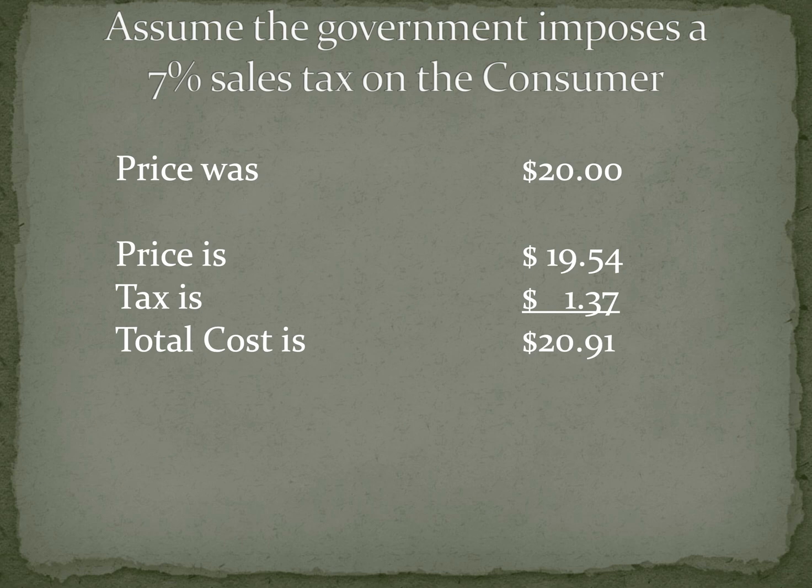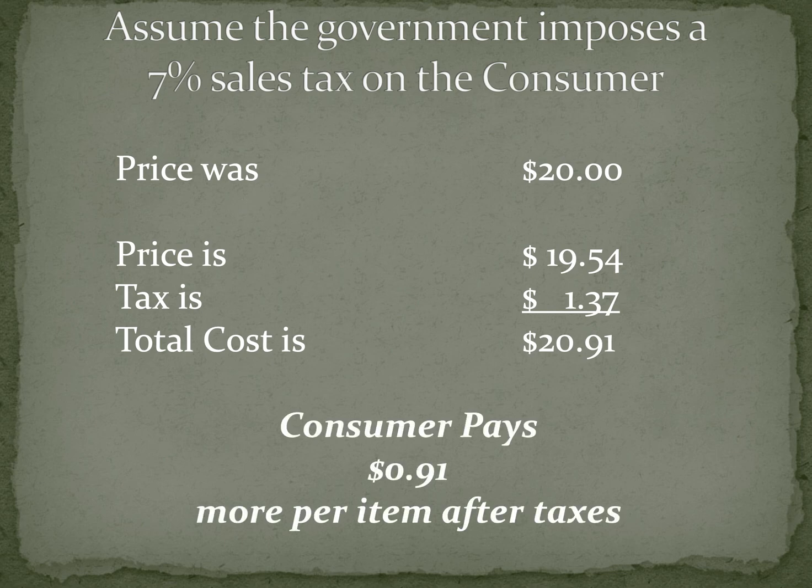So consider this. They used to pay $20. Now they pay $20.91. So this is 91 cents more per item after taxes. So the producer receives less for the product and the consumer pays more for the product. So even though one side was taxed, both sides share in the burden.